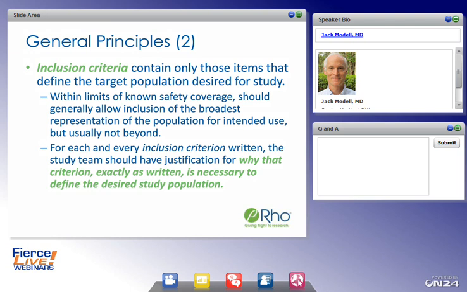And when you write these criteria, for each and every inclusion criterion written, you need to sit down and ask yourself why that criterion exactly as written is necessary to define the desired study population. And in doing that, and this is good to do with a team and not just one or two people, very often people will say, well, wait a minute, this duplicates something above, or this doesn't quite define the study population that we want, or that there's just a simpler or clearer way of writing it.